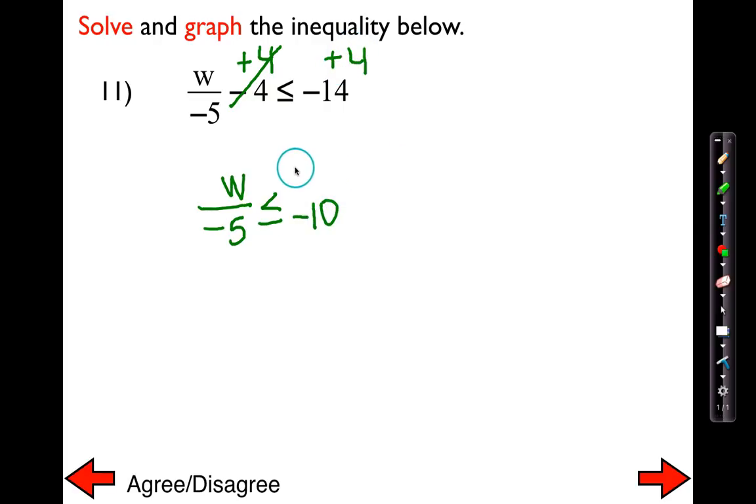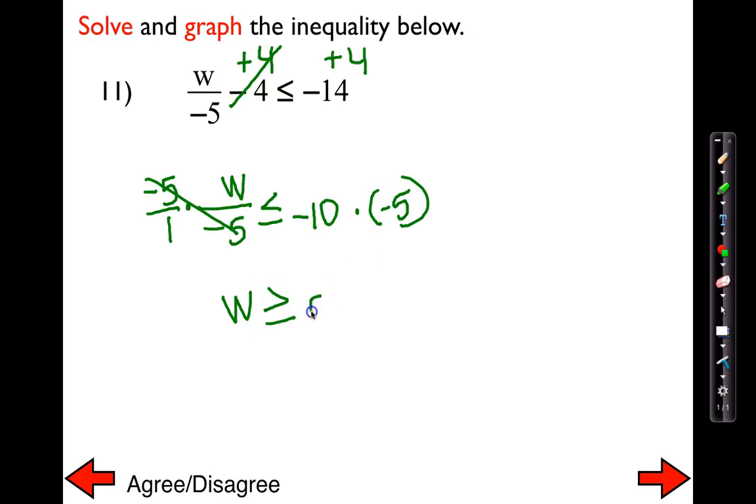So now what we're going to do is isolate w by getting rid of this dividing by negative 5. And the way to do that is to multiply both sides by negative 5. And so here, the negative 5s are going to cross cancel, leaving me with w. Now again, before I write down my inequality symbol, I'm going to ask myself, by any chance, did I multiply or divide both sides by a negative number? The answer is yes, you multiplied both sides by a negative 5, and for those reasons, I'm going to have to change this less than or equal to a greater than or equal to a positive 50.